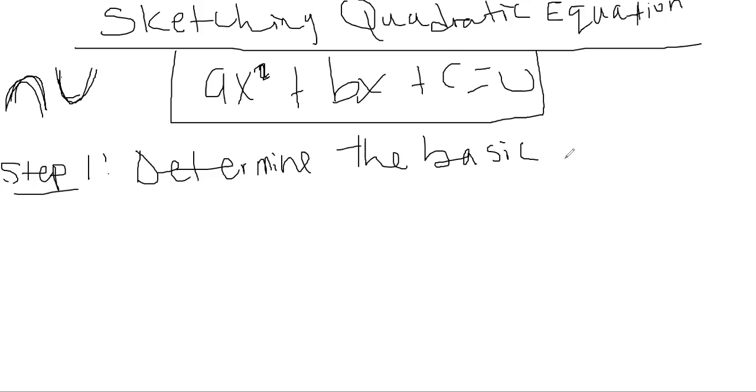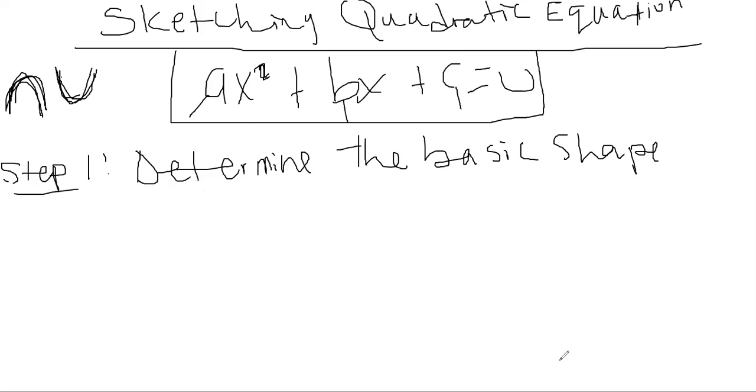So you have to determine the basic shape. You can know this just by looking at the quadratic equation. What I mean by determining the basic shape is you have to know whether it's like this or it's like this. And if you look at this, we have this coefficient here, this here, this here.